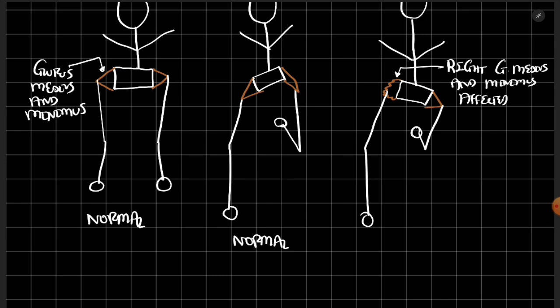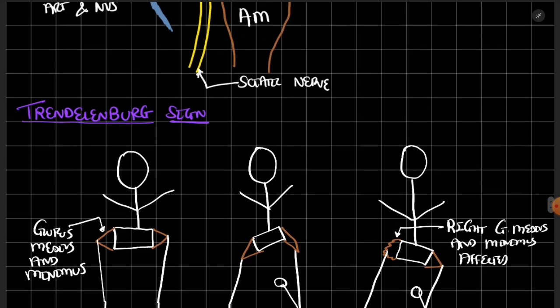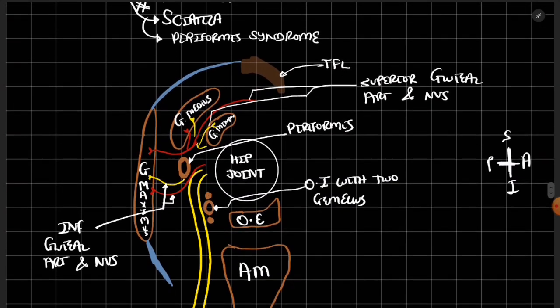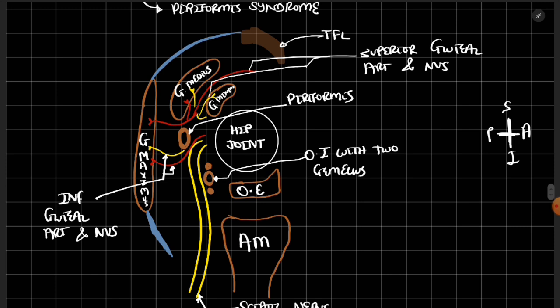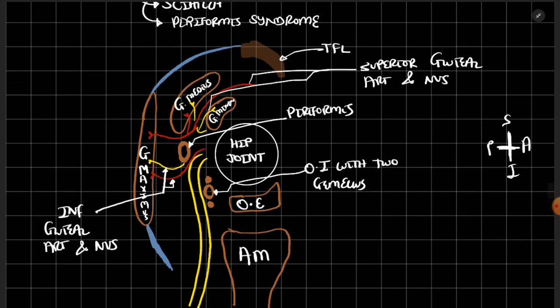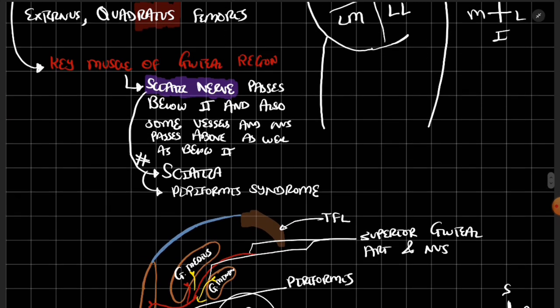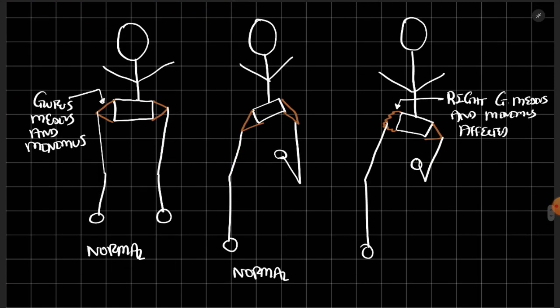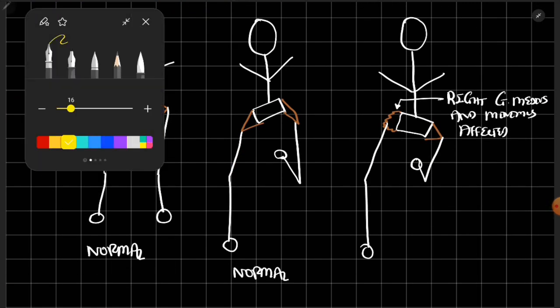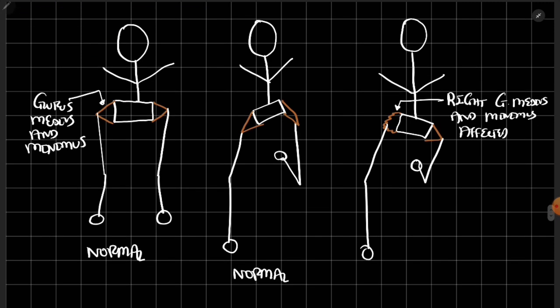So the gluteus maximus, the gluteus medius, the minimus, we talked about all the muscles. We talked about the structure of the hip joint. Our area of interest was the structures above the piriformis and below the piriformis, the sciatica, then the piriformis syndrome. Then yes, I forgot to tell one thing in this Trendelenburg sign.